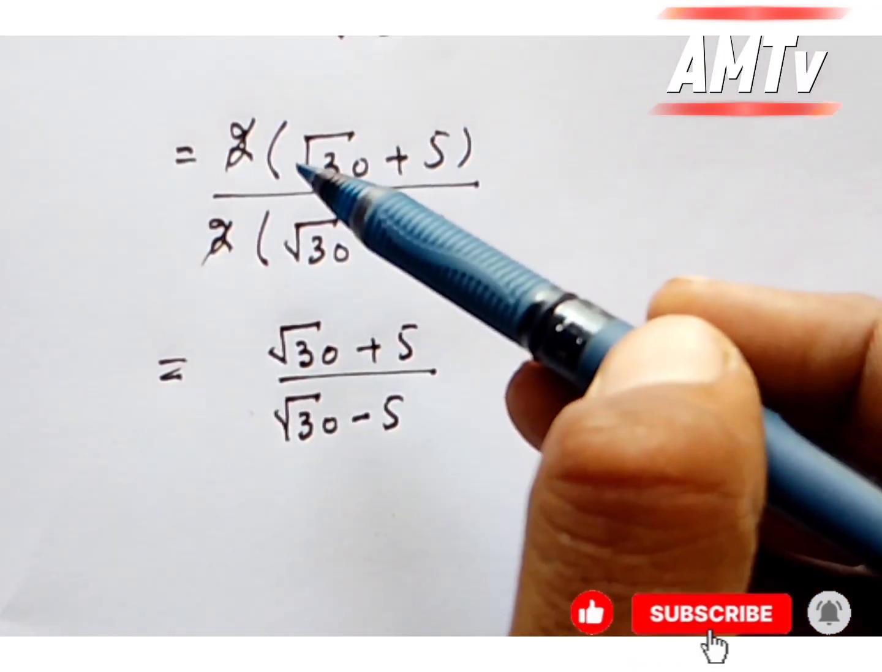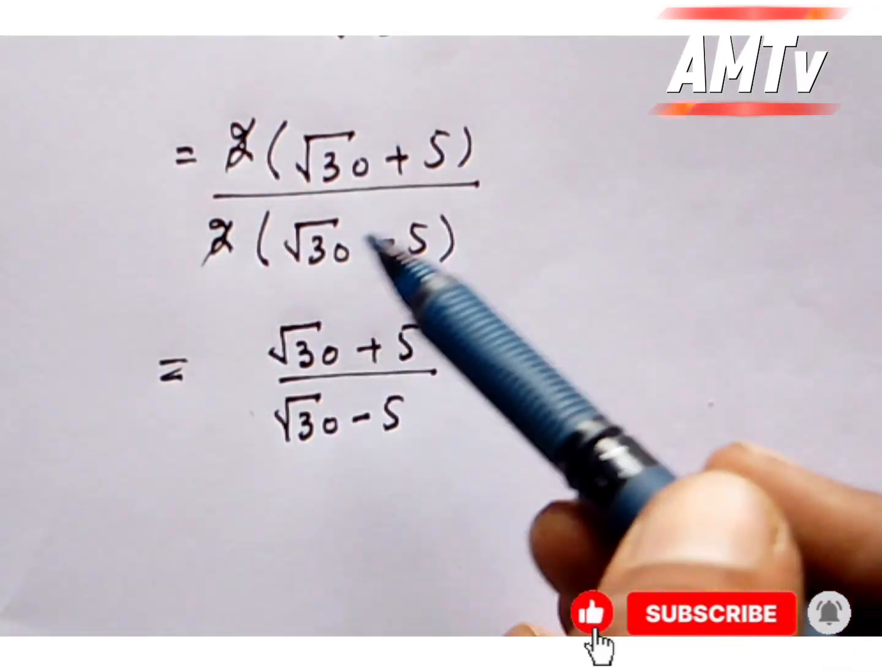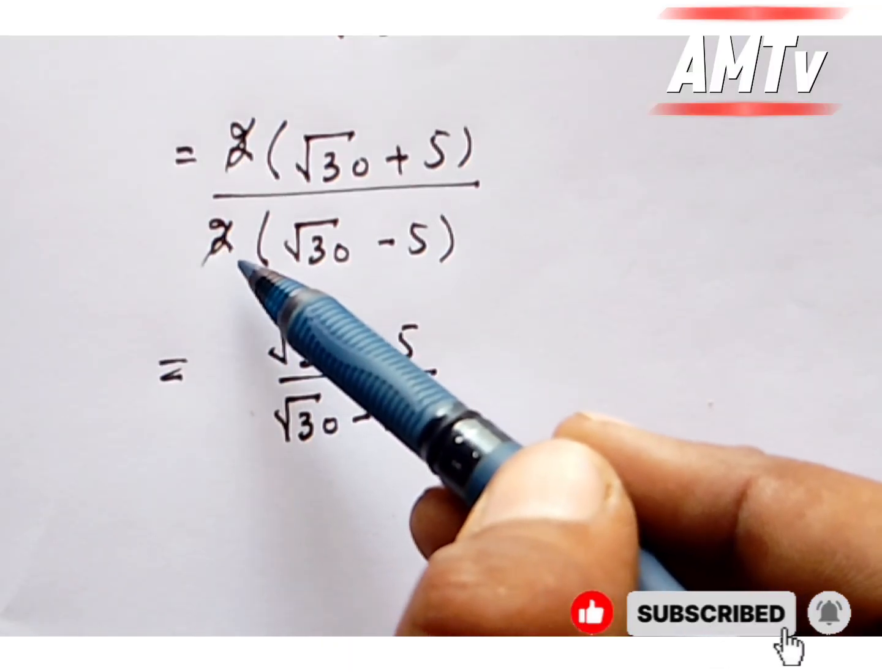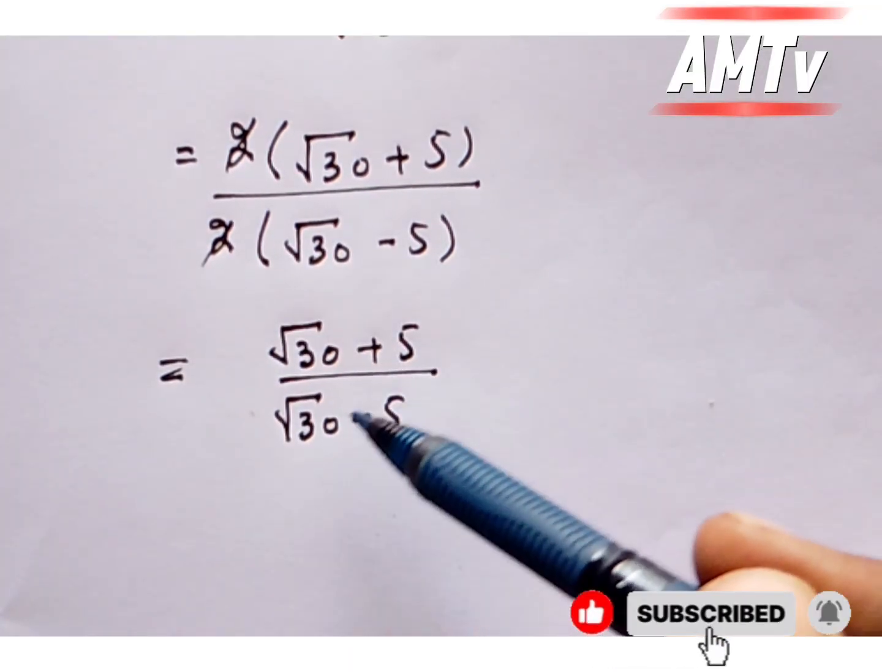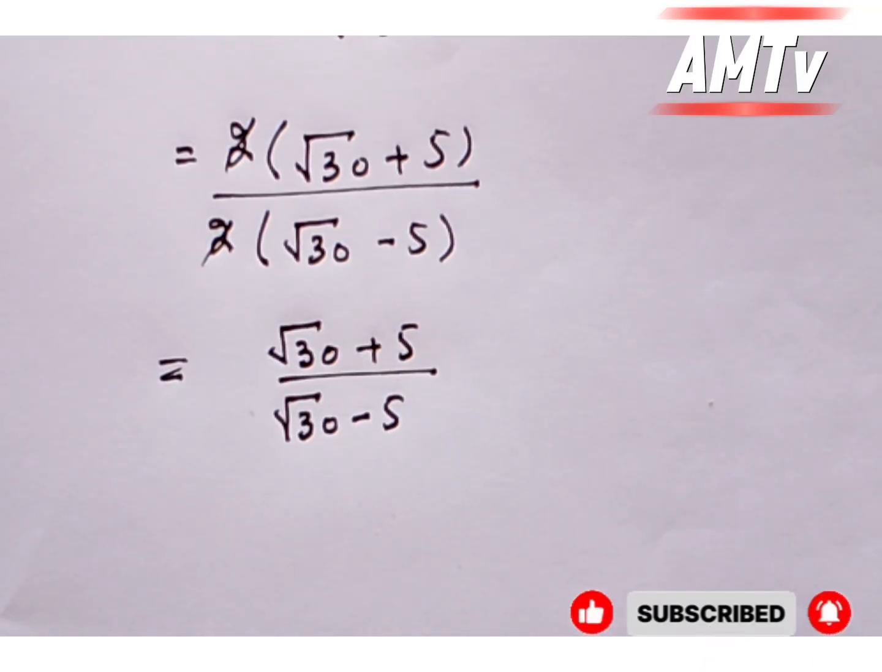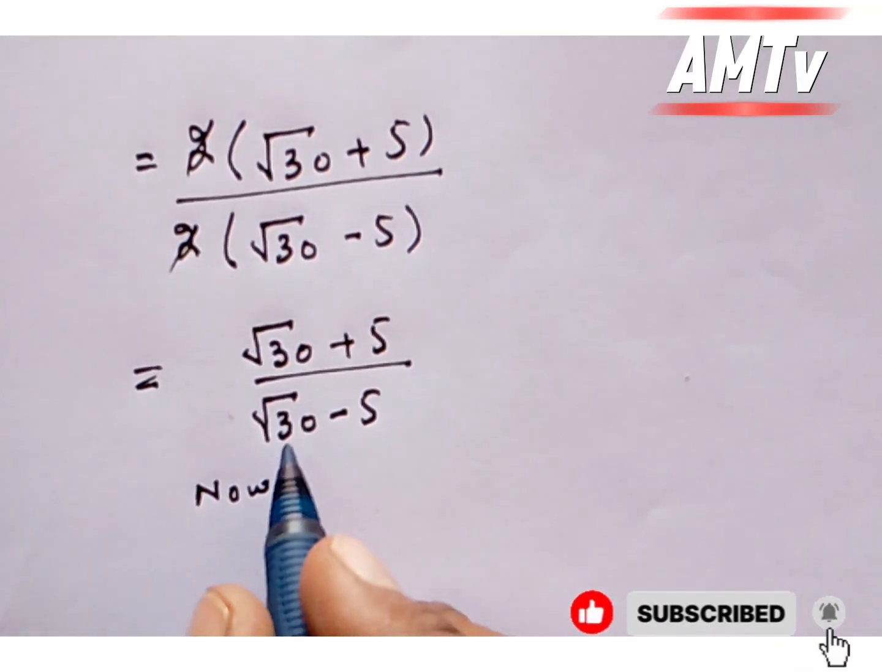Dear student, we take 2 as a common factor: 2 into root 30 plus 5 in the numerator, and in the denominator 2 common, root 30 minus 5. The 2 and 2 cancel, so root 30 plus 5 and root 30 minus 5 remain. Now rationalize the denominator.